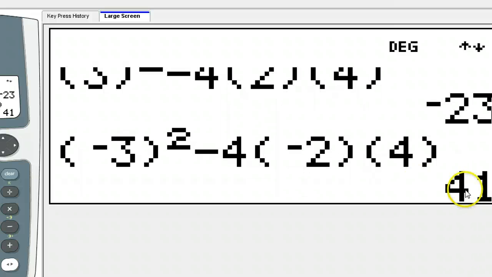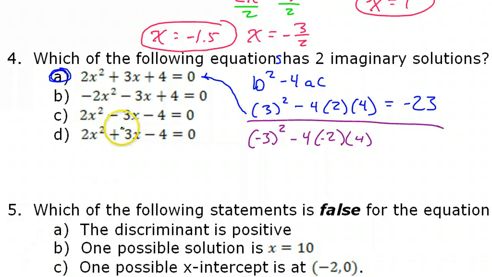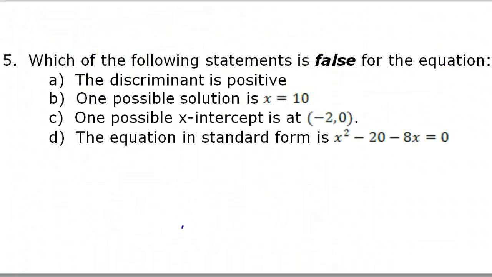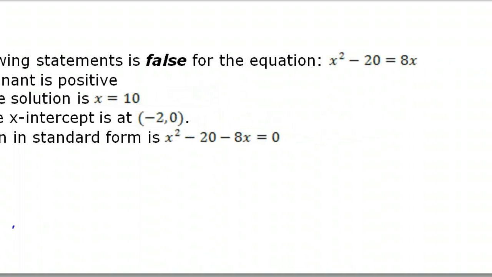And that would have been a positive number. So the rest of these would have been positive or maybe 0. But this is the only one that will give us a negative, because that's two imaginary solutions. Okay, so that's the answer number 4. Number 5. Which of the following statements is false?